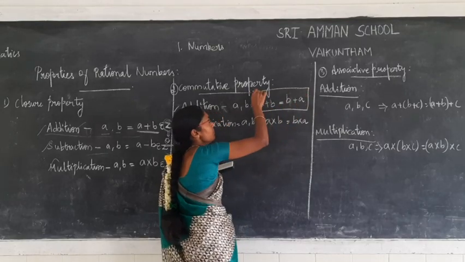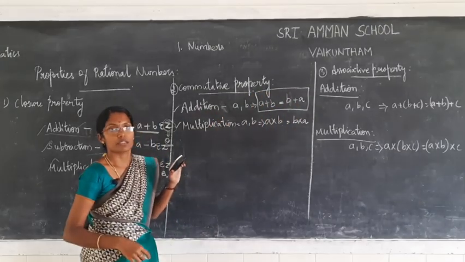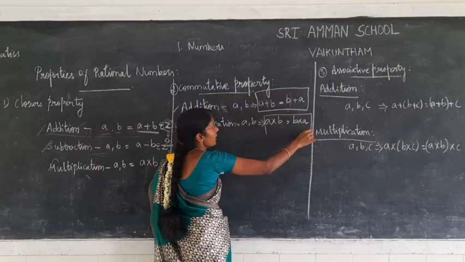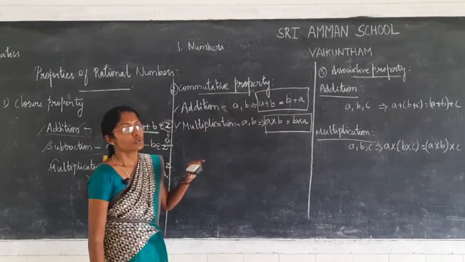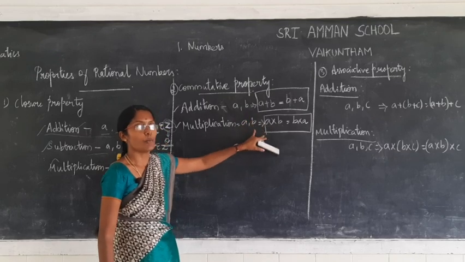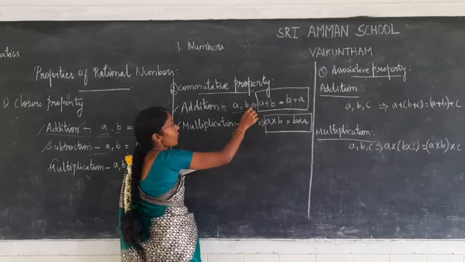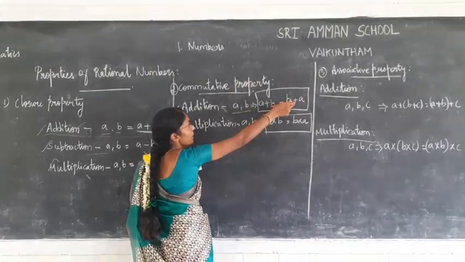This one you have to keep in mind always. For multiplication, a into b equal to b into a. This is the standard commutative property you have to know. For any two rational numbers a, b, a plus b equal to b plus a.